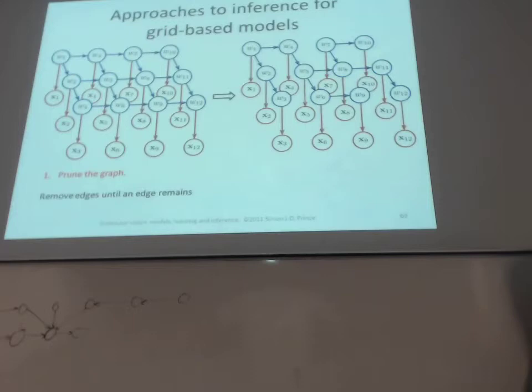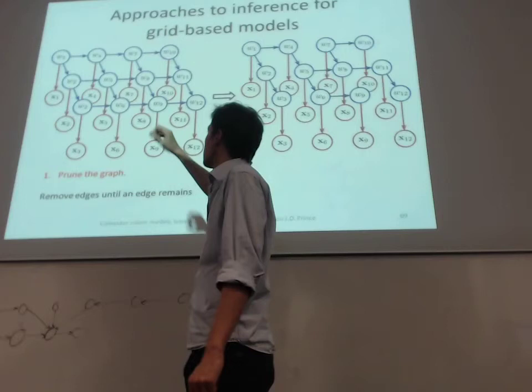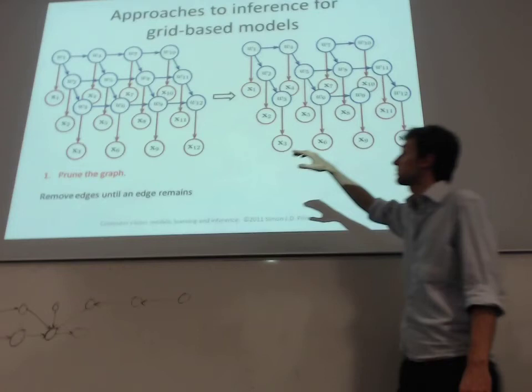All right, so not all is lost. If you stopped attending this class today and didn't come back next week, didn't know how to do grids, you could still do something, right? You could take this grid graph and you could prune it. You could say, fine, I'm going to knock out all of the edges that make this a grid, that create loops, and I'll create this tree structure, right?